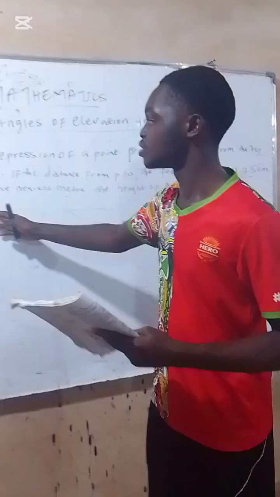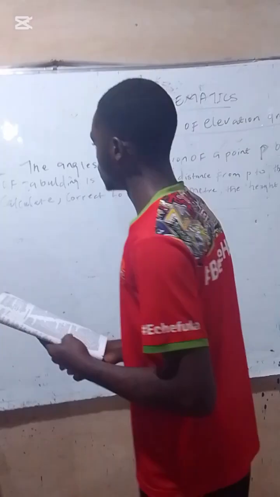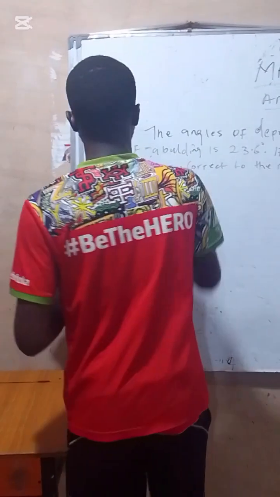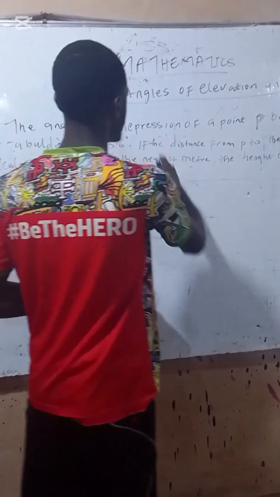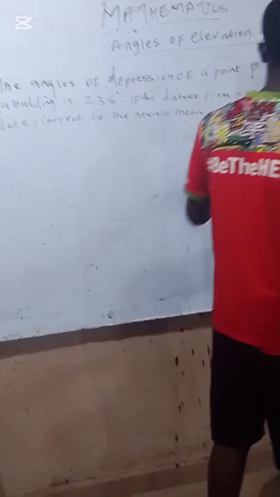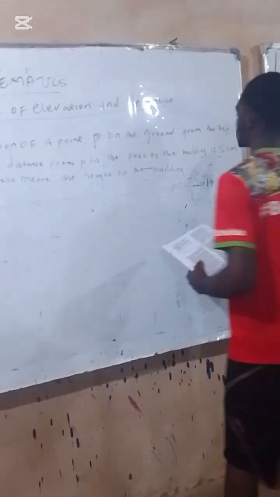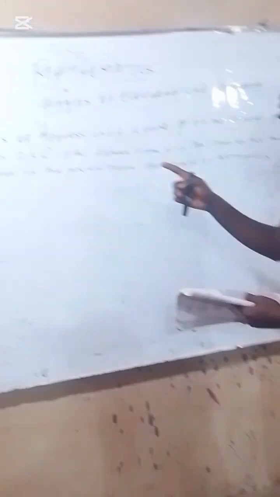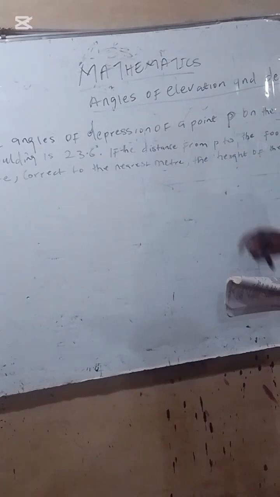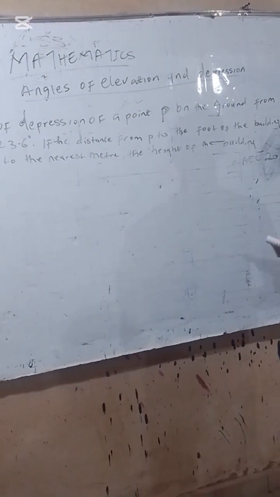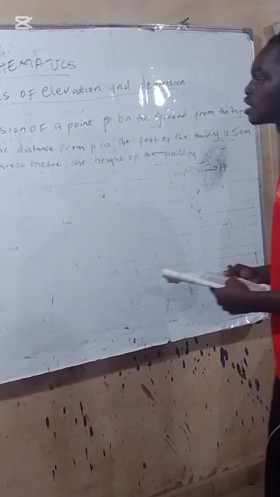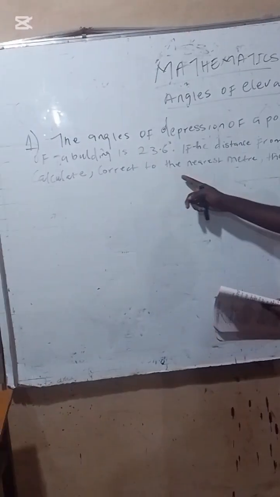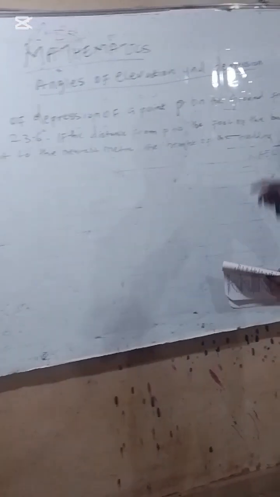Now, we're going to solve this question. Understand? So this is question number one. Let's read it. The angle of depression of a point P on the ground from the top of a building is 23.6 degrees. If the distance from P to the foot of the building is 50 meters, calculate, correct to the nearest meter, the height of the building.